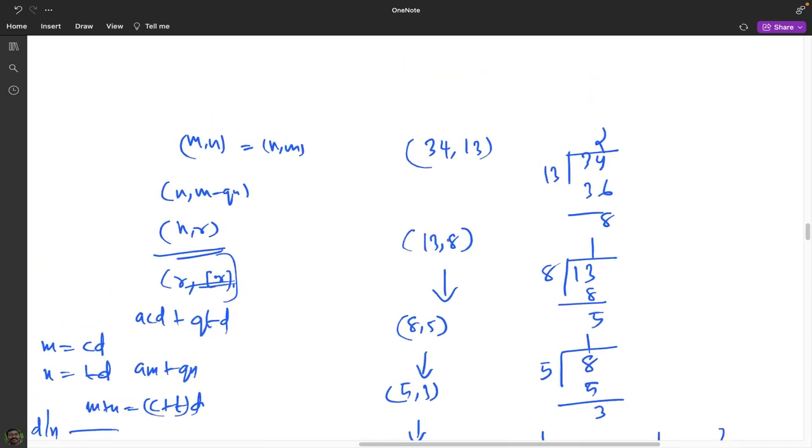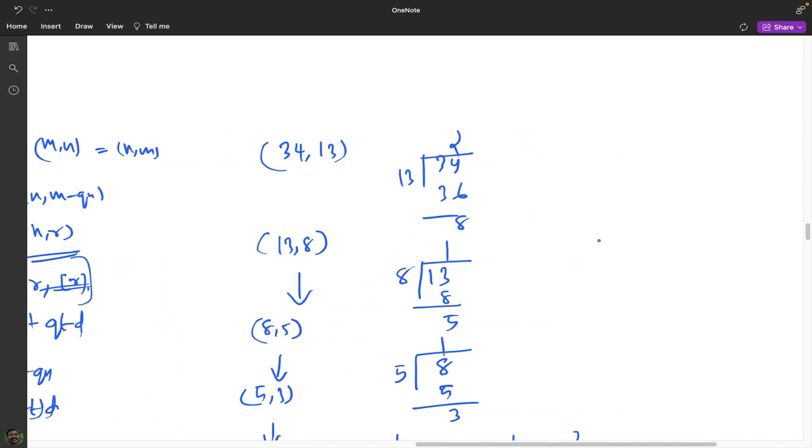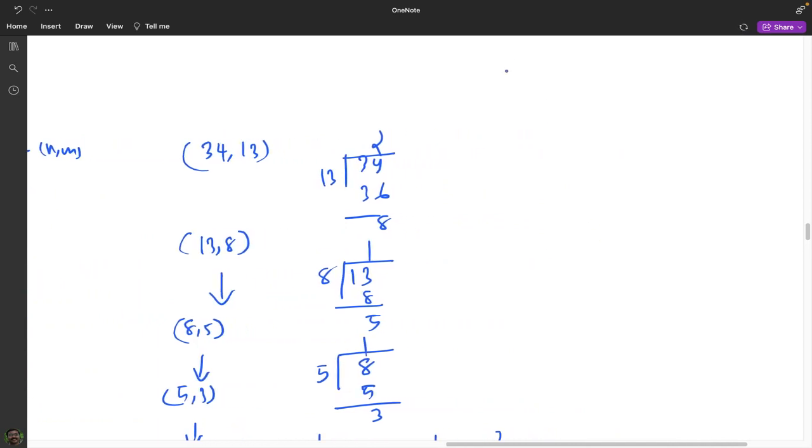Now one more significance of this algorithm is that you can actually express the GCD of any two numbers as a linear combination of m and n.